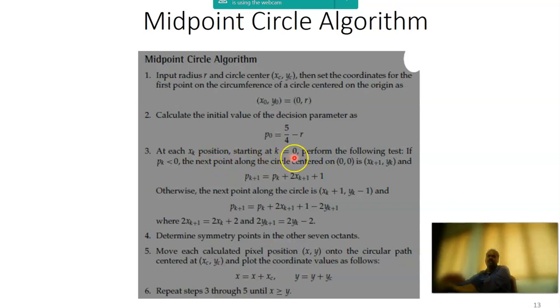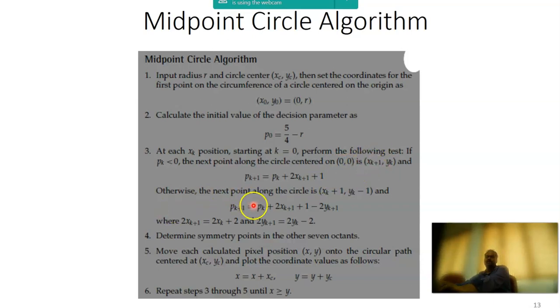At every step xk position, starting from k equal to 0 in the iterations, perform the following test. If pk value is less than 0, the next point on the circle centered at 0, 0 is (xk plus 1, yk), and the decision parameter pk plus 1 equals pk plus 2xk plus 1 plus 1. If you have not started with the origin, then the xk position value will change.